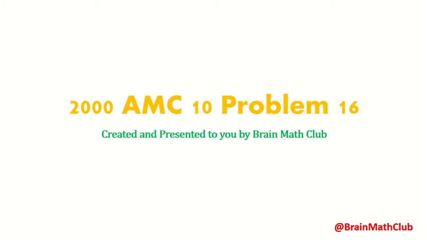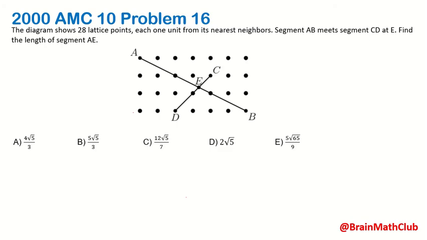Hey everyone, today we're going to be solving problem 16 of the 2000 AMC 10 test, so let's start. The diagram shows 28 lattice points, each 1 unit away from its nearest neighbors. Segment AB meets CD at E. Find the length of segment AE.